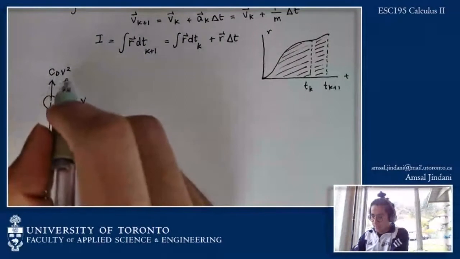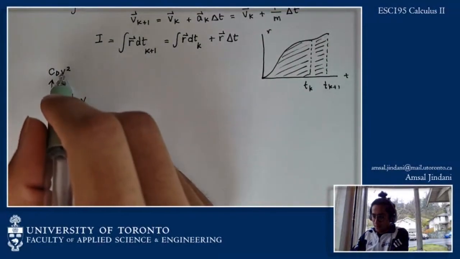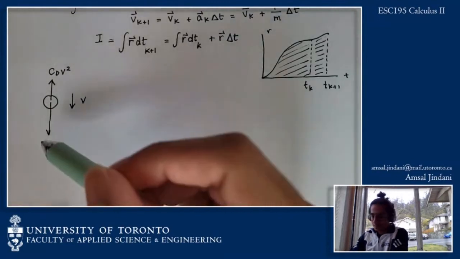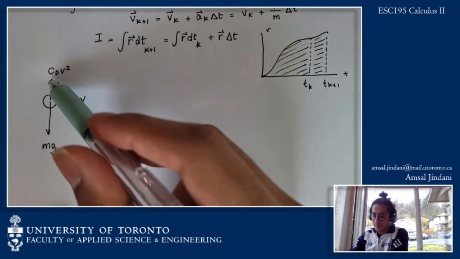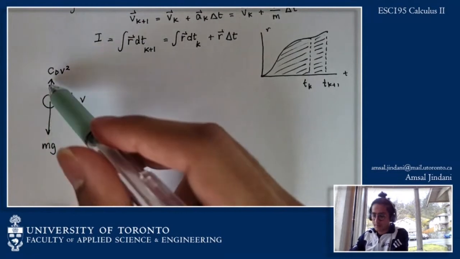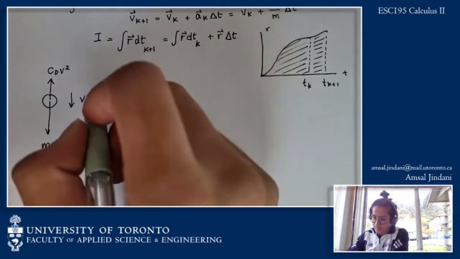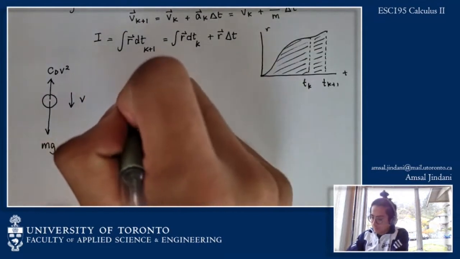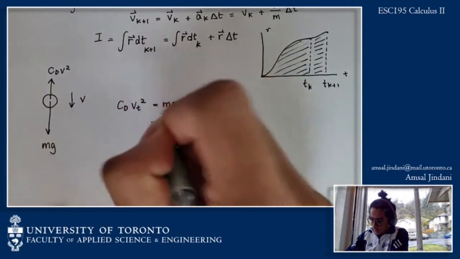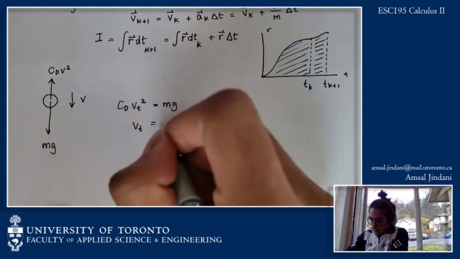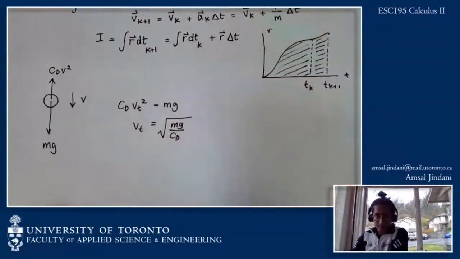As the velocity starts to increase, this force becomes bigger and bigger until the point where both of these are equal to each other, where the gravitational force is equal to the aerodynamic drag. At that point, the net force of the system is zero and the system stops accelerating downwards. We can actually calculate this terminal velocity. So you have Cd v terminal squared equals mg. Therefore, the terminal velocity is equal to the square root of mg over Cd.